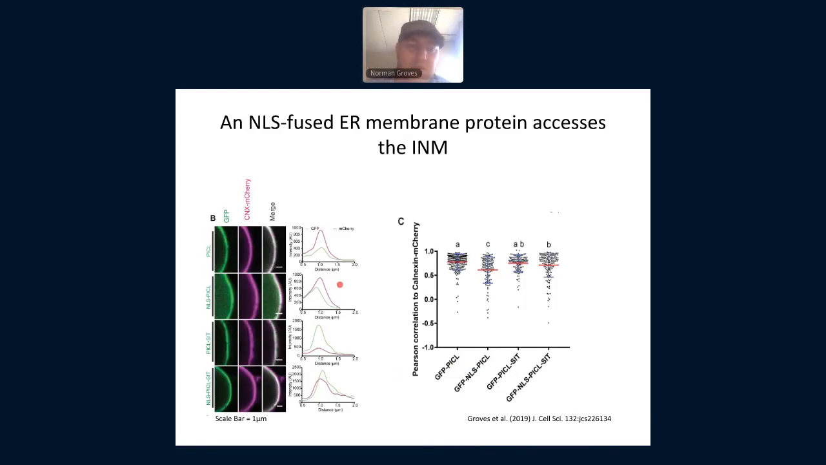We next tested our experimental construct, starting with pickle. What we found is that our NLS-fused pickle belonged to its own statistical group and was less correlated to the calnexin signal, showing that we can separate and resolve these signals between INM and ONM, and that NLS pickle is accessing the INM.